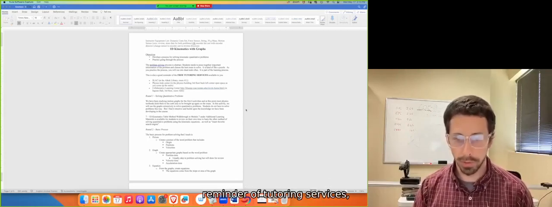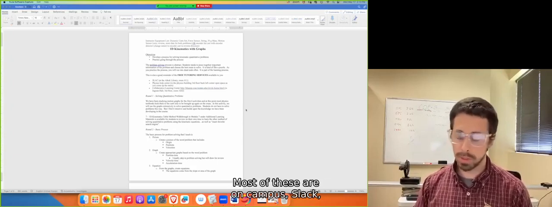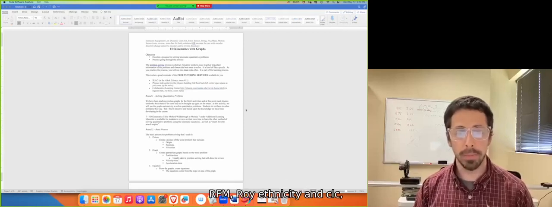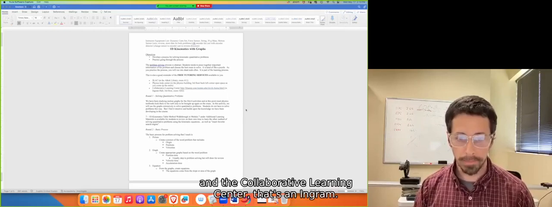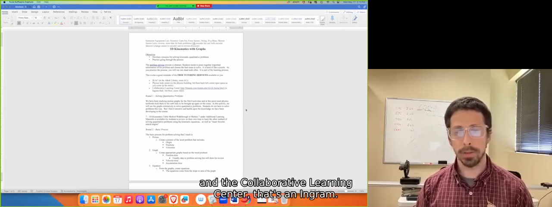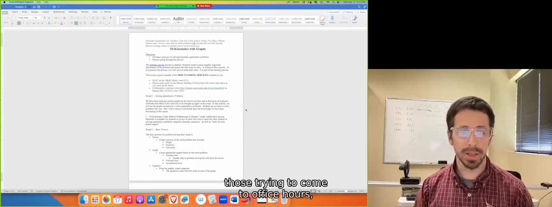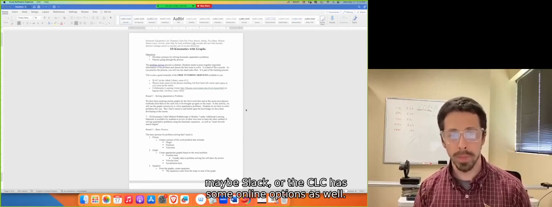Reminder of tutoring services if you're able to take advantage of them. Most of these are on campus. SLAC, Help Center in the Physics building, RFM, Roy F. Mitty, and the CLC, the Collaborative Learning Center. That's in Ingram. If you can't take advantage of those, try to come to office hours. Maybe Slack or the CLC has some online options as well, right?